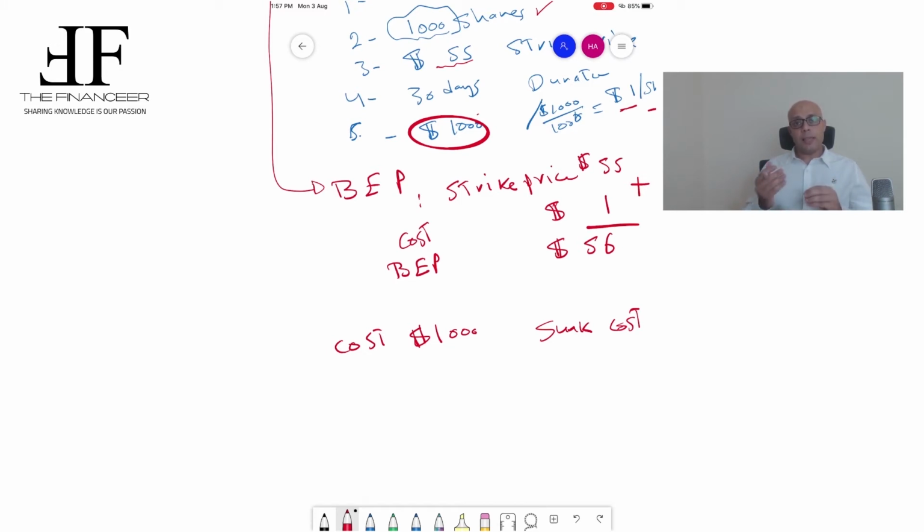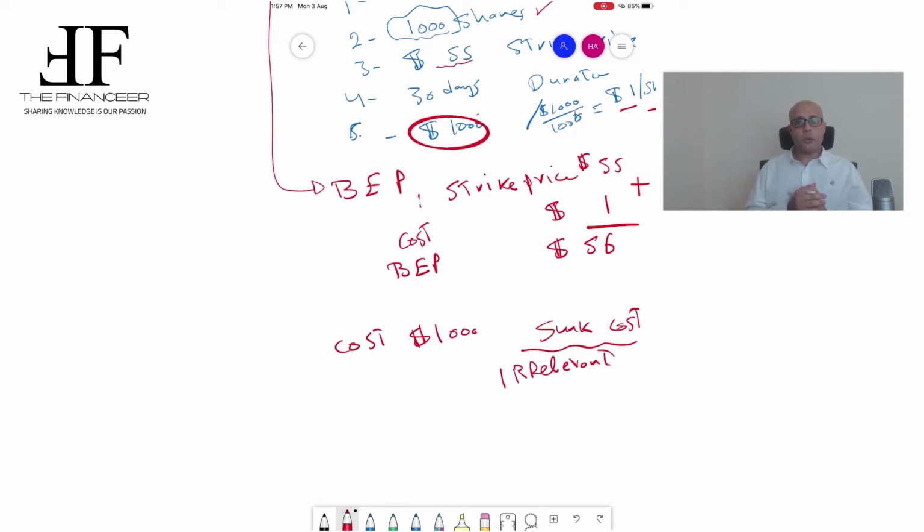And as long as you already paid in the past, it will not impact your decisions in the future. It will not be relevant for your decisions in the future. So it is a sunk cost. What I would like to say is that this sunk cost is irrelevant for any decision you are going to take. And what is the decision that the buyer is going to take?